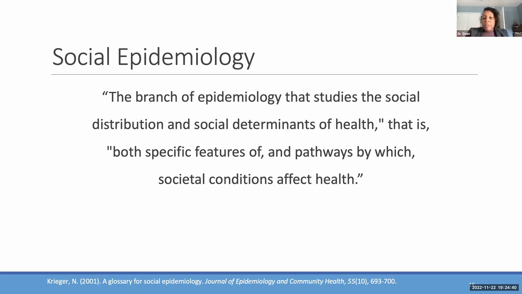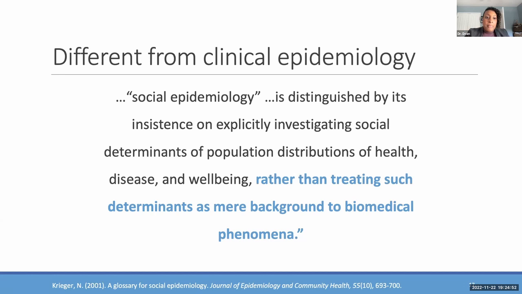So social epidemiology is really distinguished by its insistence on explicitly investigating social determinants of population distributions of health, instead of treating those things as background to biomedical phenomena. And that's really important, that we don't want to treat the social factors as background, but as social epi people, we think about these as the driving forces.